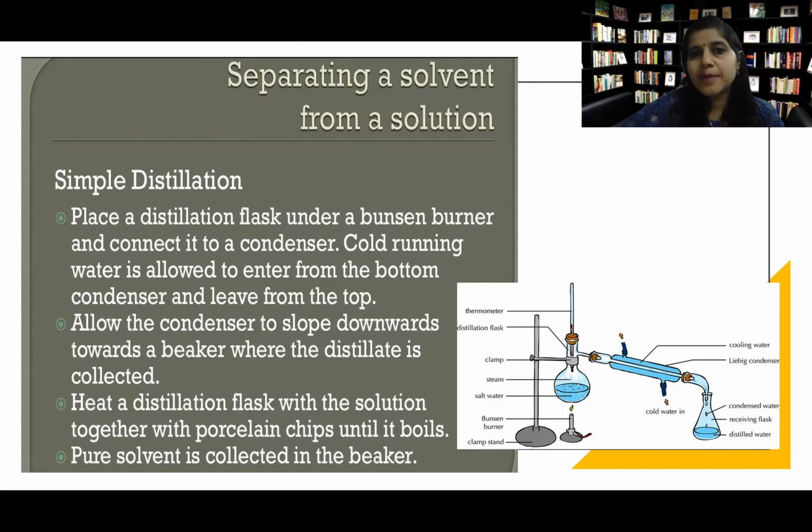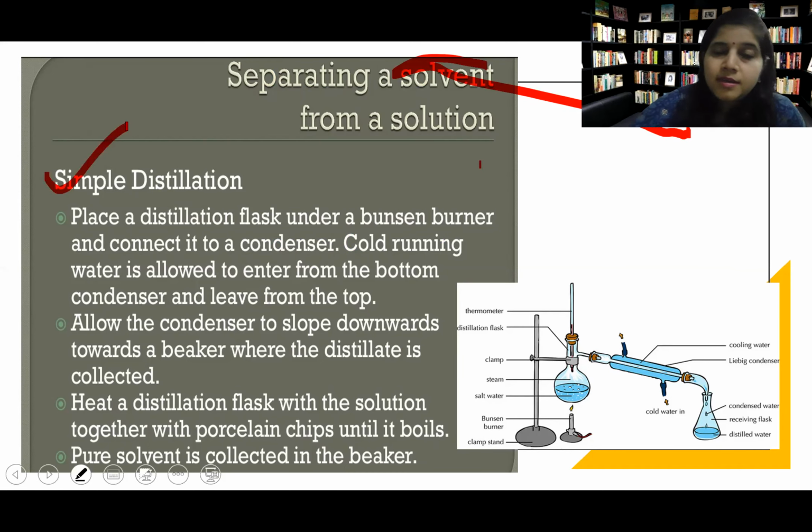Now the next one is separating a solvent from a solution. So what we have to do now is separate a solvent from a solution. This method is the simple distillation method. You can see the diagram of the apparatus setup. Place a distillation flask under a Bunsen burner. You can see the Bunsen burner. It is a distillation flask, a round bottom flask, and it is connected to a condenser. That one is the condenser.